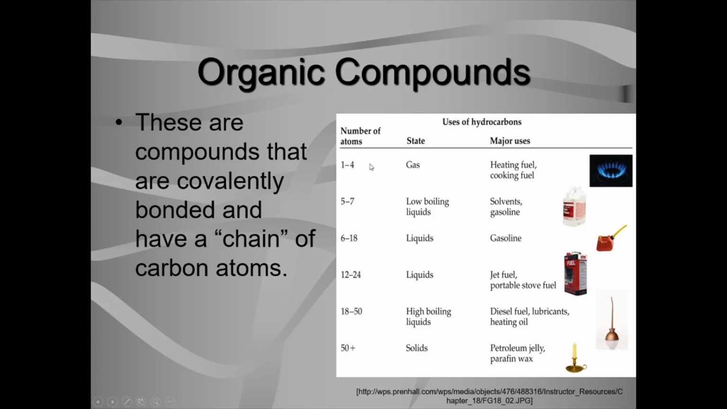So what's the significance of these hydrocarbons? What are they used for? Well, here are some great examples. We have heating fuel, cooking fuel, gasoline, jet fuel, portable stove fuel, diesel, lubricants, heating oil, and then finally petroleum jelly and paraffin wax as solids. One thing that all of these have in common is that they're really good at producing heat when burnt. They burn very easily and produce heat when we burn them. A lot of these things we do burn in order to produce heat or transfer that energy into some other form of energy.